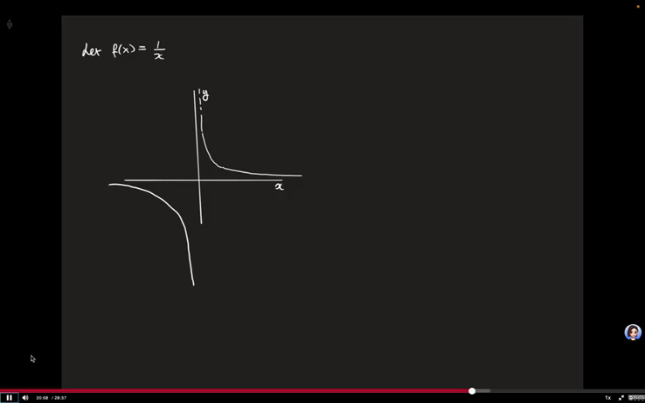So the closer x is to 0 from the right side, meaning we come from this side, the larger this number will be. And what we see, first of all, is that we can never divide by 0. So x is 0 doesn't exist. It's not defined. Therefore, we can say that we have a vertical asymptote at x equals 0.